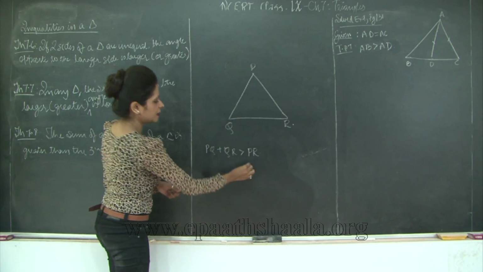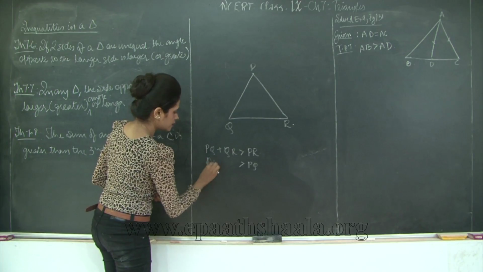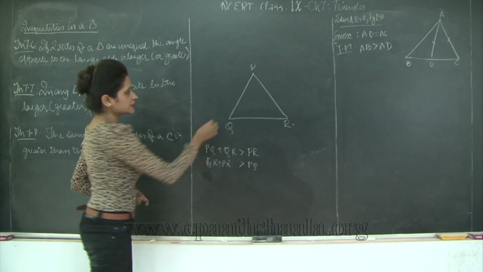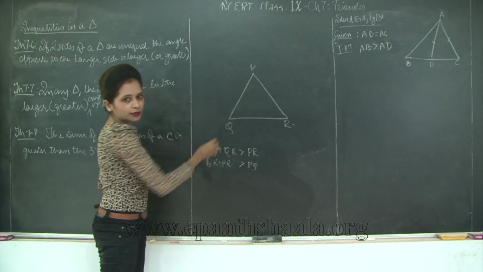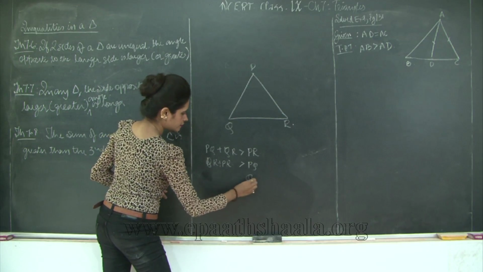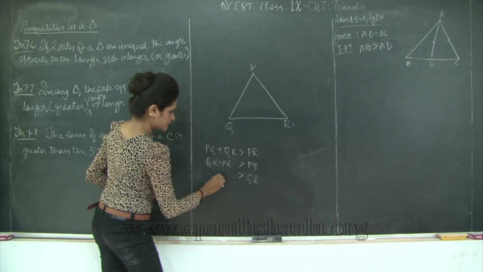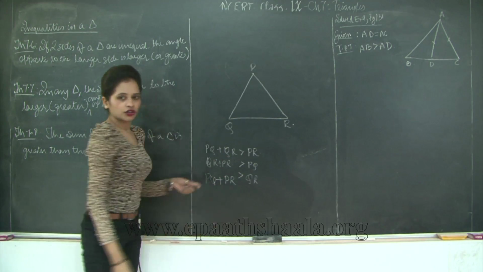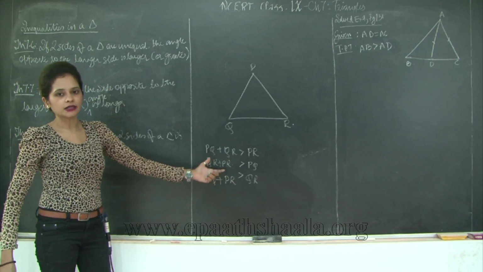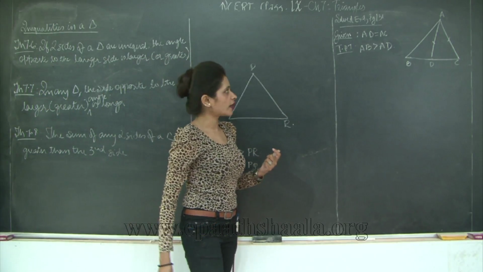If, let's say, I take PQ over here, then QR plus PR is always going to be greater than PQ. That is, QR and PR is always going to be greater than PQ. And if I take another side, let's say QR over here, so PQ plus PR. So all these imply that the sum of any two sides of a triangle is always greater than the third side. Now let's move on to solved example number 9 on page 131.